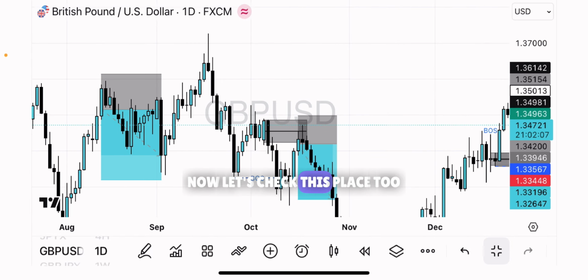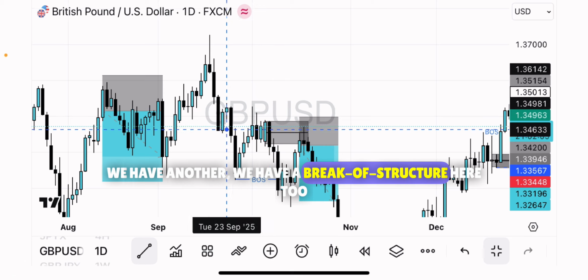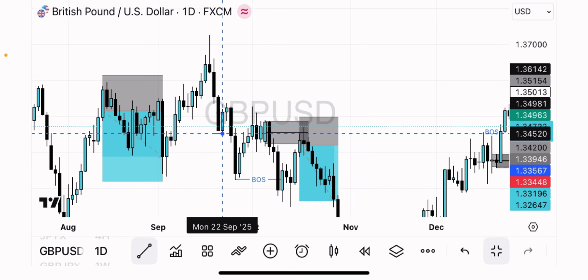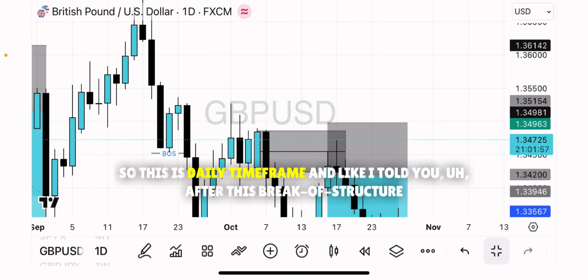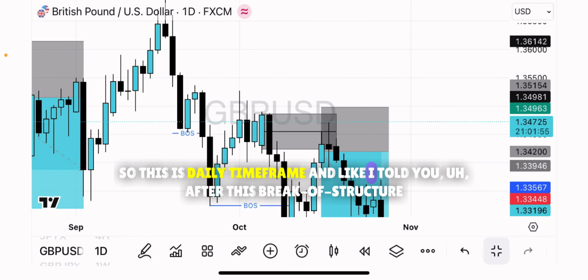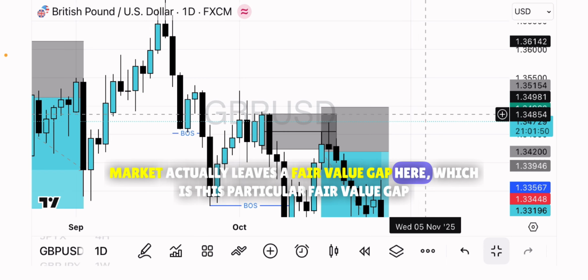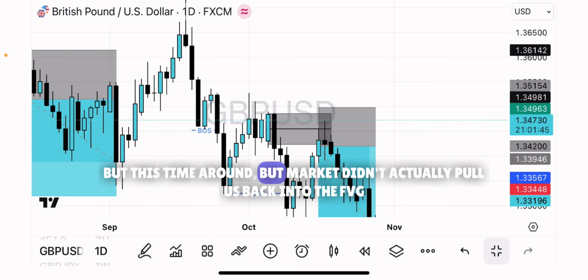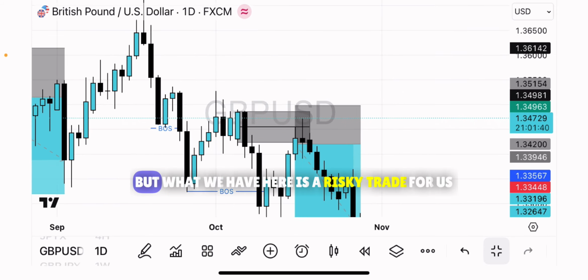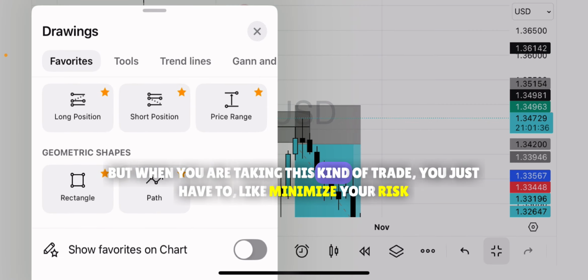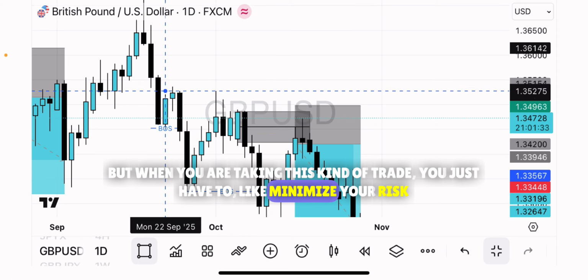Now let's check this place too. We have a break of structure here too. Let me label it. So this is daily time frame, and like I told you, after this break of structure, market actually leaves a fair value gap here, which is this particular fair value gap. But this time around, market didn't actually pull back into the FVG. But what we have here is a risky trade for us. But when you are taking this kind of trade, you just have to minimize your risk.